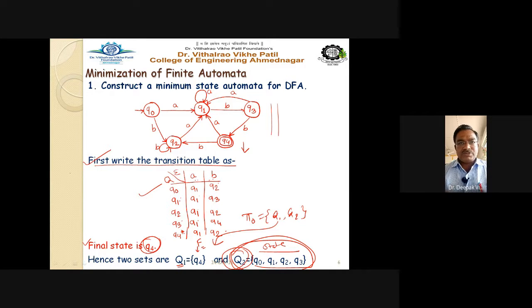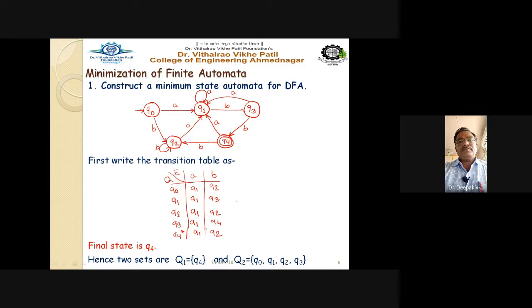Remember this point. This is the first step. So the very first step is to write down the transition table, then find out the final state. Once you identify the final state, you make Q1 that final state, and capital Q2 the remaining rest of all the states. The rest of the states means Q0, Q1, Q2, Q3. All of them are written in Q2 itself. Getting this point? Okay. Now we'll proceed further in solving the minimization problem.